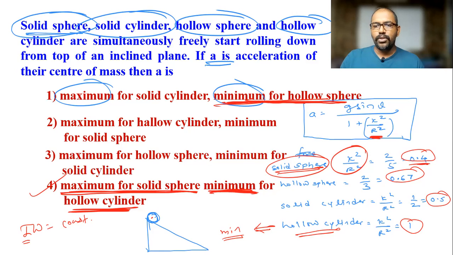That also you can remember. And acceleration is minimum for the hollow cylinder, so the hollow cylinder comes at the end. That also you can remember. As well as, the hollow cylinder and ring have the same moment of inertia, so the same applies for the ring also.